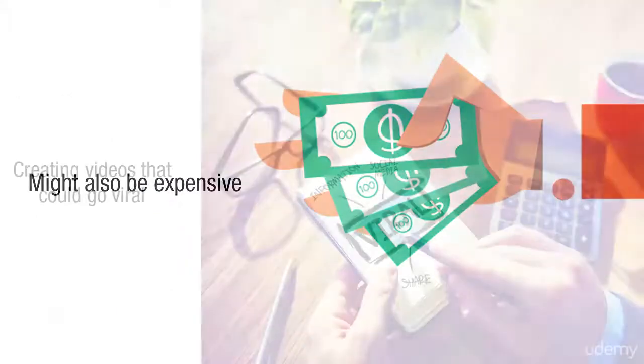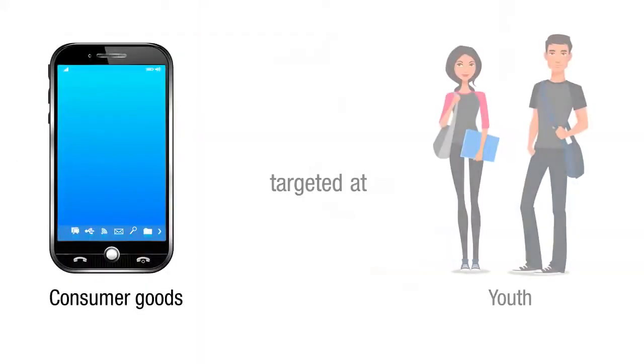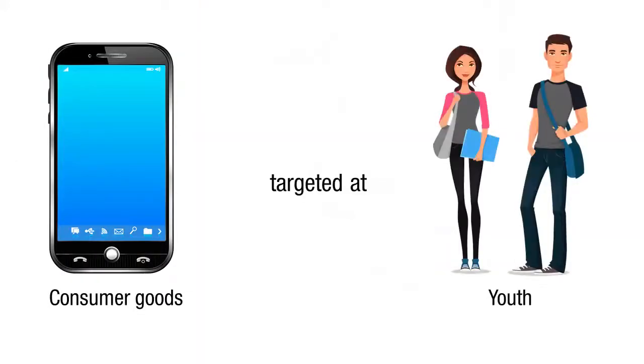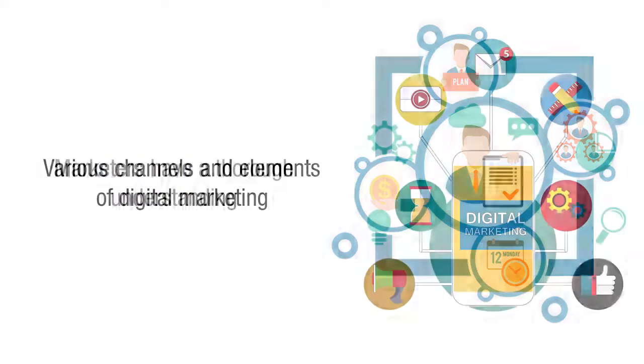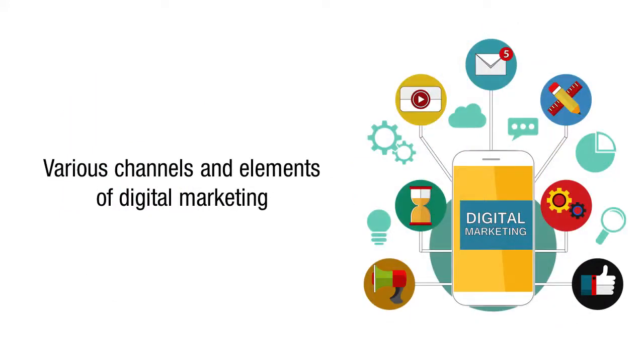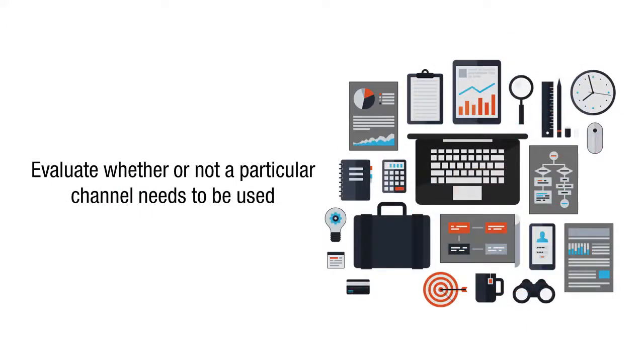For example, creating videos that go viral may be highly relevant for consumer goods targeted at youth, but they may also be very expensive to produce. When marketers have a thorough understanding of the various channels and the elements of digital marketing, they are better able to evaluate whether or not a particular channel needs to be used on particular occasions.